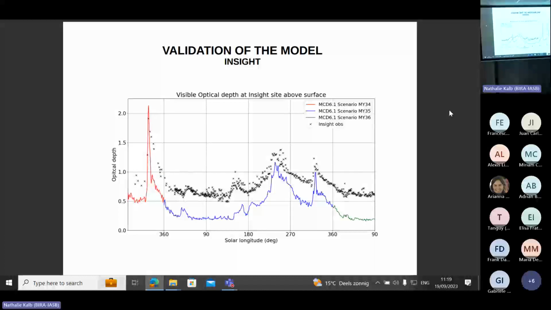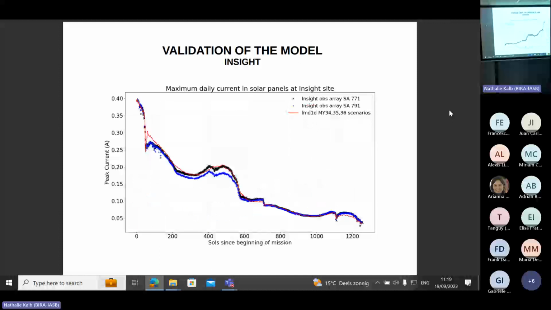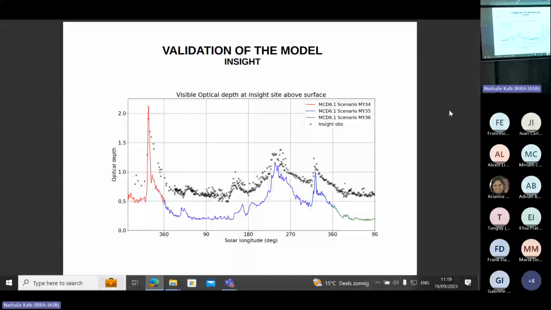Okay, so we use this dust opacity scenario, and it differs from the dust opacity which is measured by InSight. So first, you see that here the dust storm is shorter in the scenario, and here it decreases slower in the measurement of InSight. So that explains why you have this discrepancy between the model and the observation.